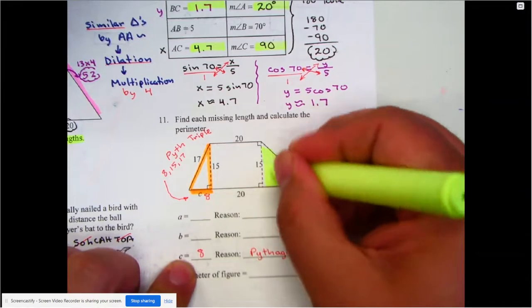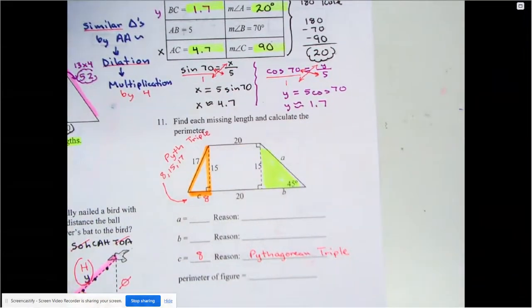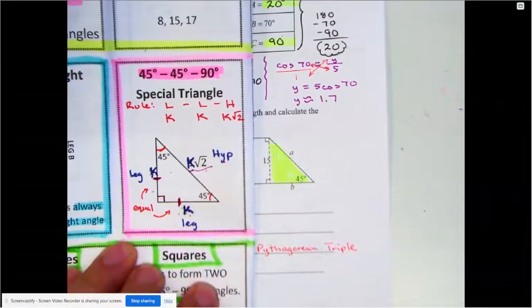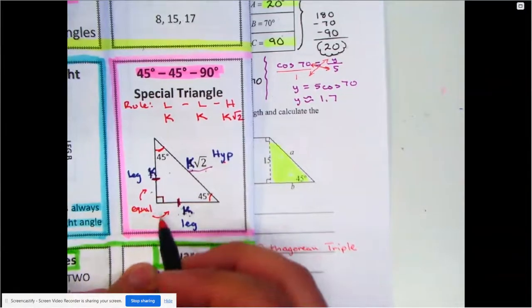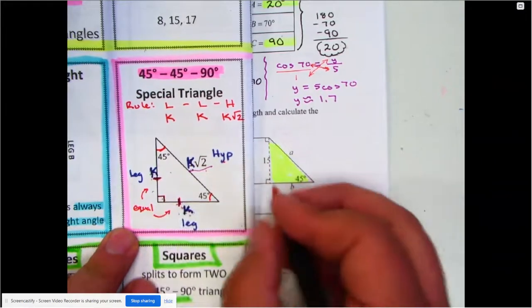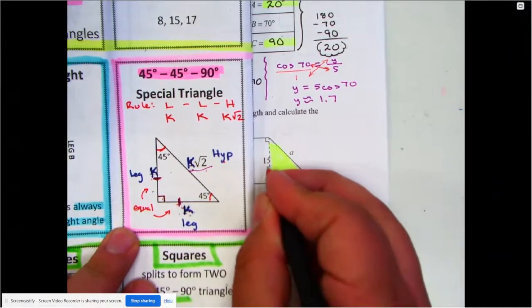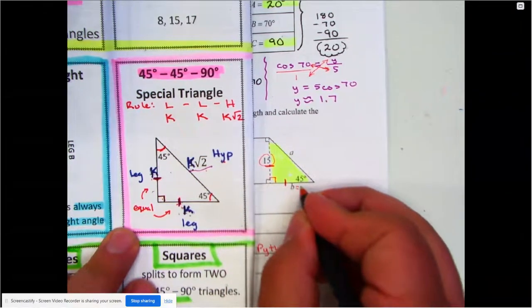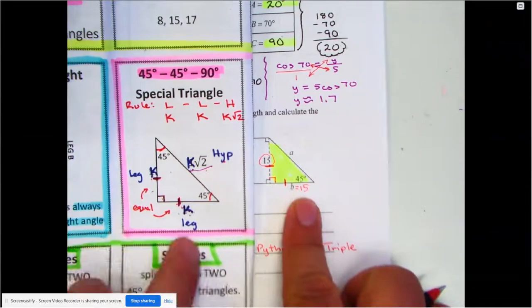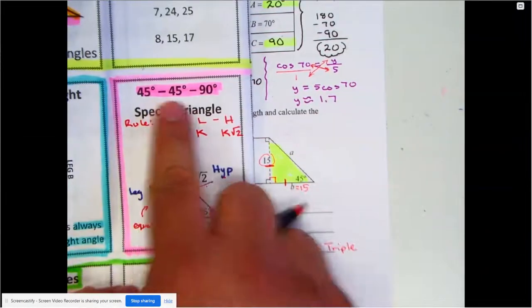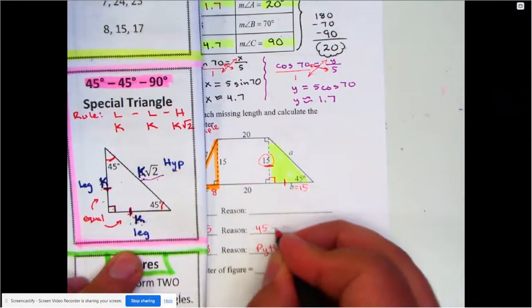And the first thing I spot is the fact that I see a 45-degree angle. All right, we haven't really used this one too much, but here it is. It's a 45, 45. And if you did this correctly in your word wall, these two sides are equal to each other, the ones that touch the 90. Well, here's the 90, so this side should equal this side. Well, if this is 15, well, then this one is 15. So I get to write that in here. And what's my reason? Well, look at the box I'm looking at. This is the 45, 45, 90.